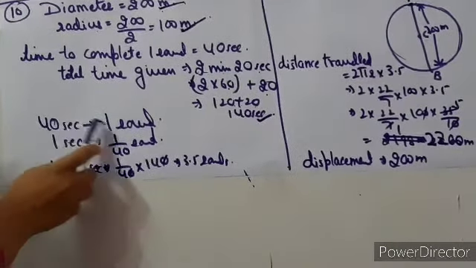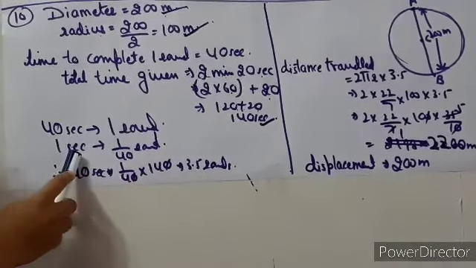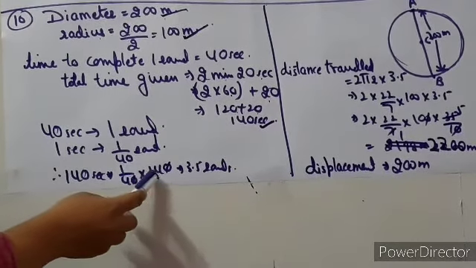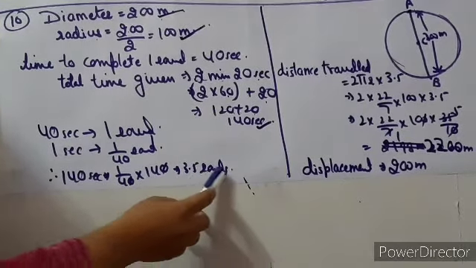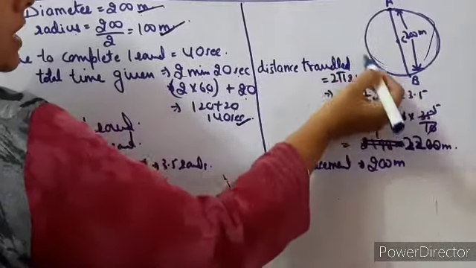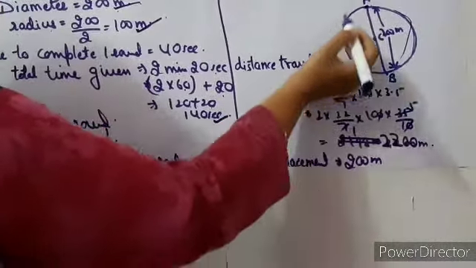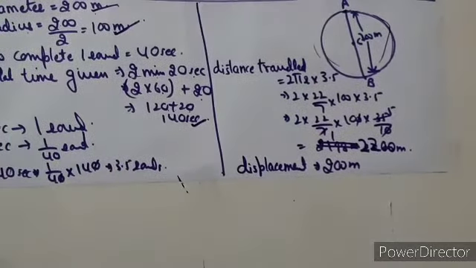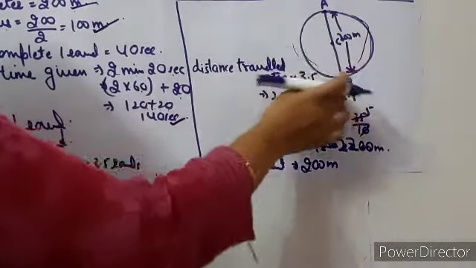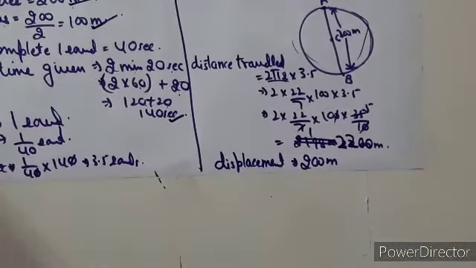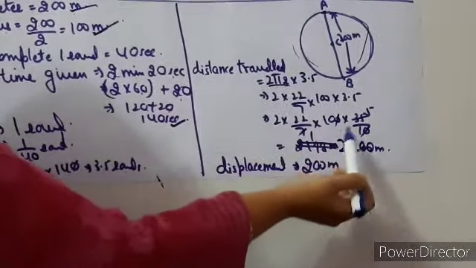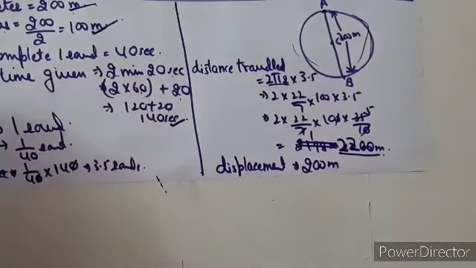Similarly, 40 seconds for one round. 1 second, how many rounds? 1 over 40. 140 seconds, how many rounds? 1 over 40 multiplied by 140. So your rounds will be 3.5. Okay. Now, this one round is the outer side of the circle. This is the circumference of the circle, and its formula is 2 pi r. This is for one round. How many rounds are you going to take? 3.5. So 2 pi r multiplied by 3.5. You put the values and calculate it. You get the answer as 2200 meter.